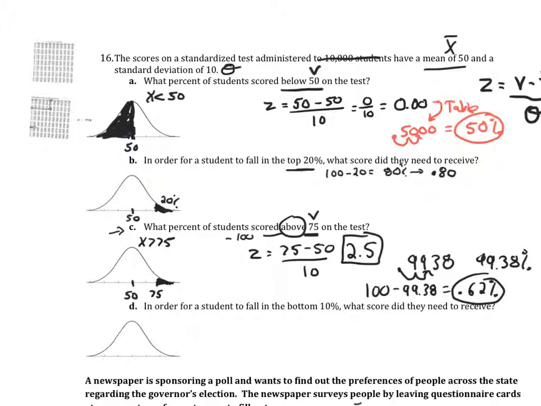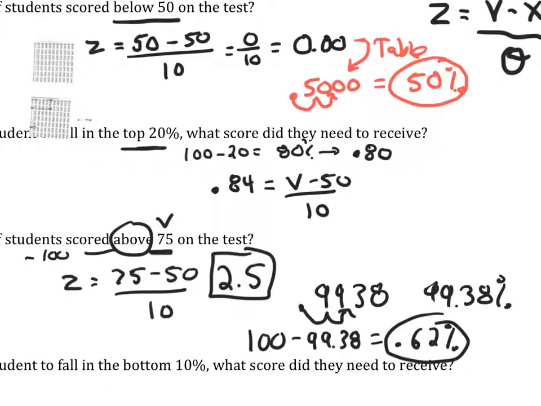All right, so what we'll have is 0.84 equals V. We're going to keep V in the formula, minus 50 divided by 10. All right, so now we have to just solve this. I zoomed in here. I want to multiply 10 on this side, multiply 10 on this side. That will cross out the 10s on the right. 10 times 0.84 gives us 8.4 equals v minus 50.